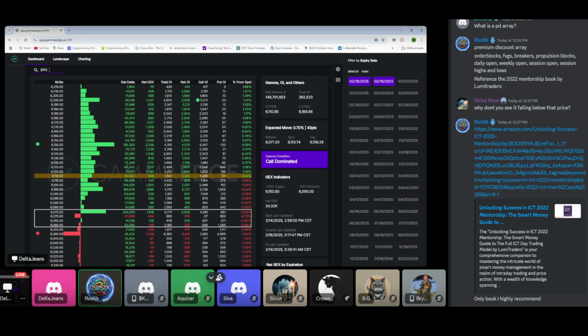Hey, hold on a second. Stay on this. We got a question from Sirius Rose about why you don't see price falling below that level you were talking about. Could you explain a little more why you think that level would hold?